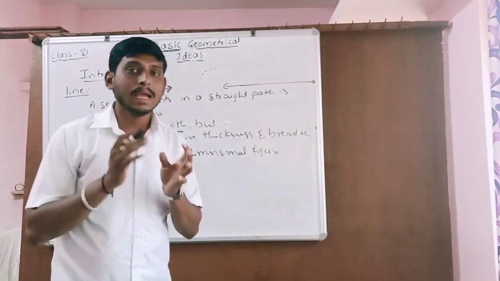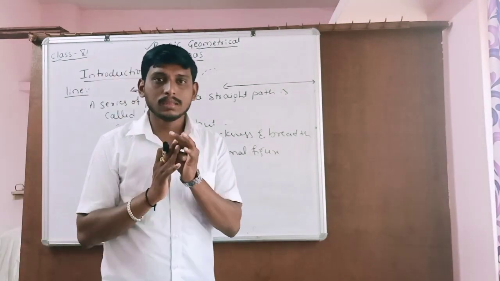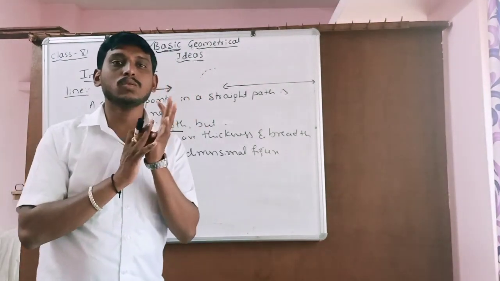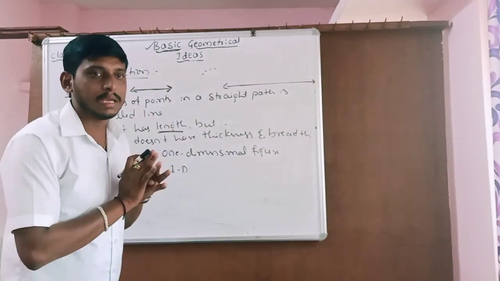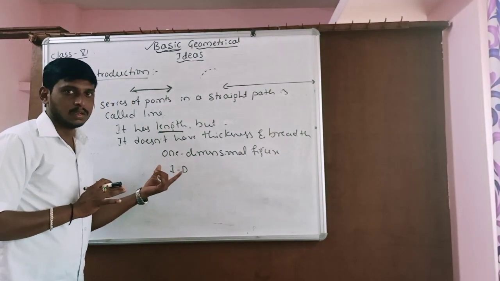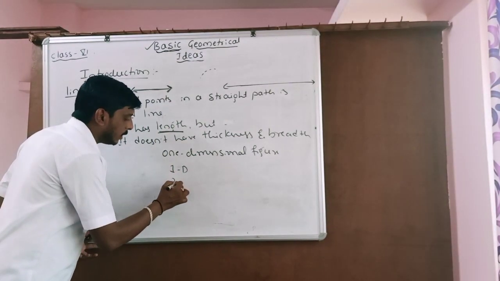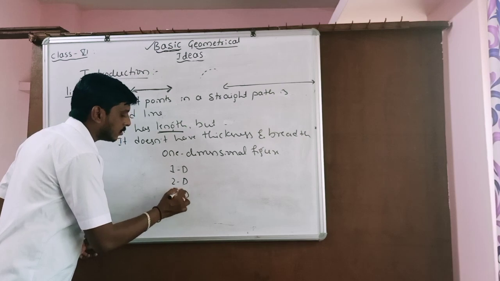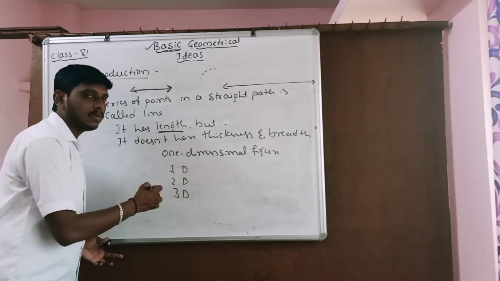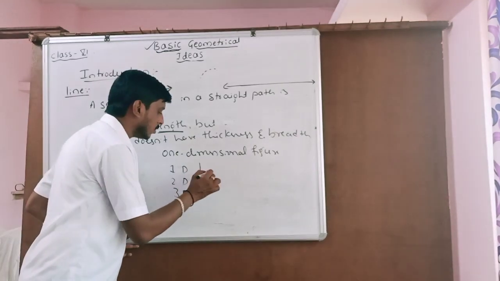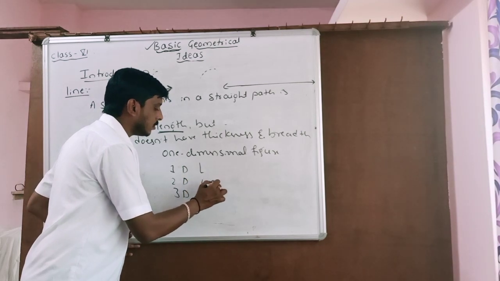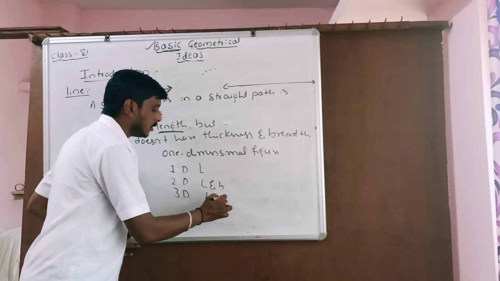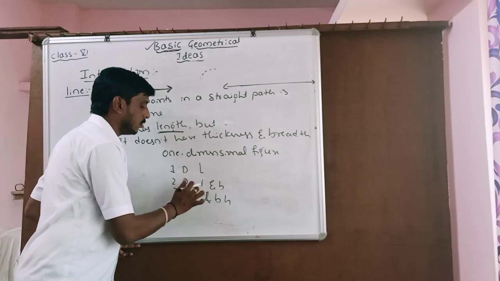3D means what? It has a length, breadth, height. 2D means it has only length and breadth. 1D means it has only length. So 1D, 2D, 3D: 1D means it has only length, 2D has length and breadth, 3D has length, breadth and height. Got it?